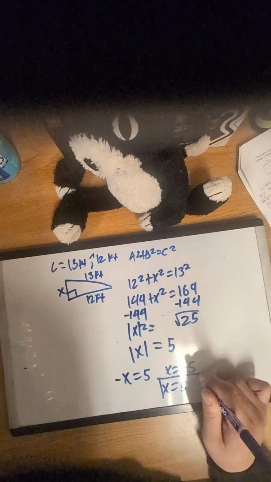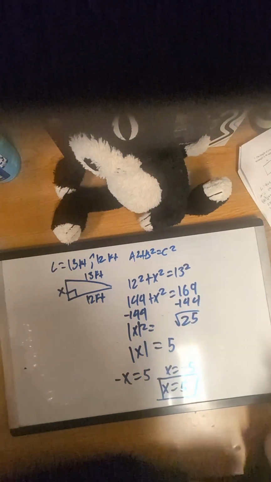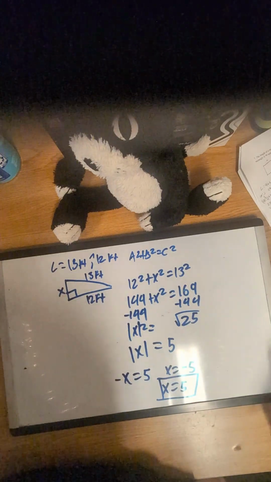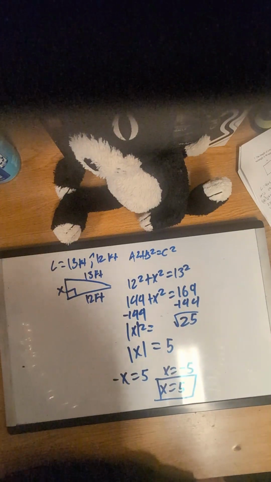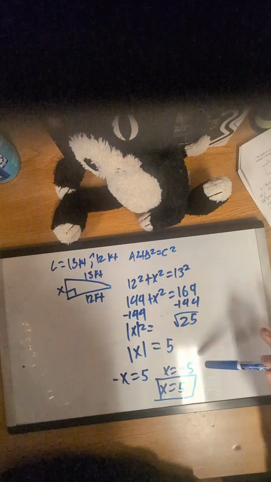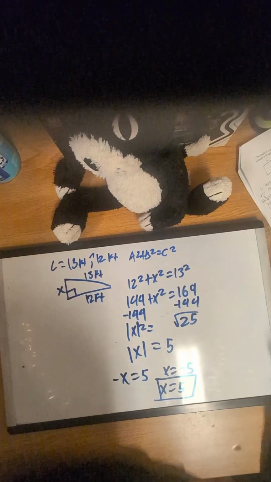We want this one because it cannot be a negative length. So we know that our x equals 5 now. And that's actually it. Yeah, x equals 5. What we can do from there, like I said, if it was applied to a squared plus b squared, it would be 25, but obviously we're not doing that.